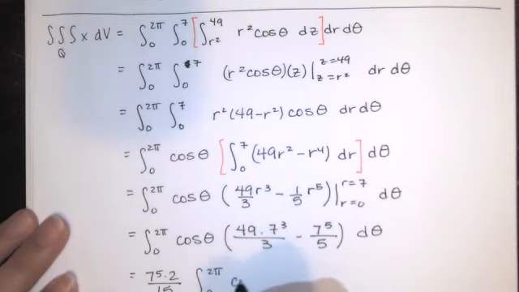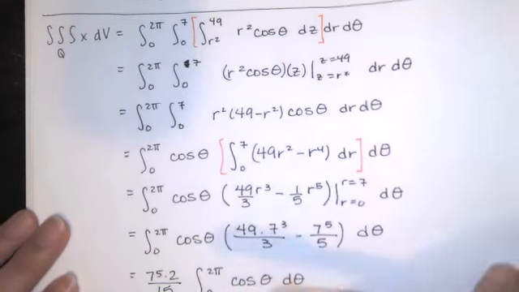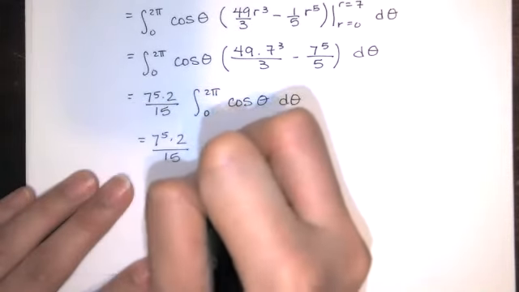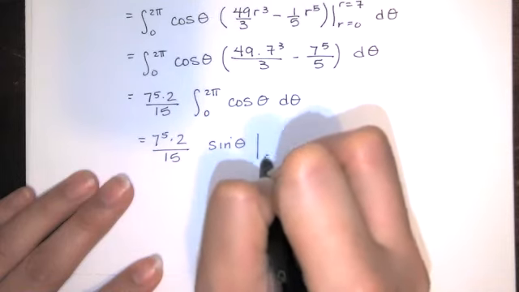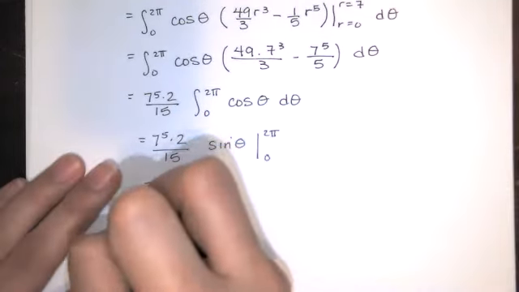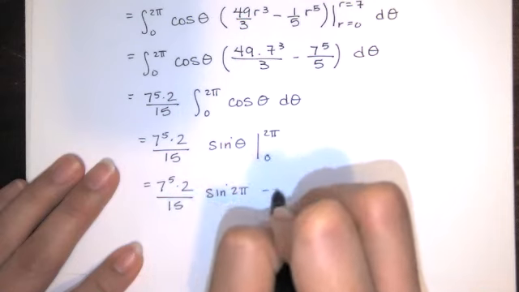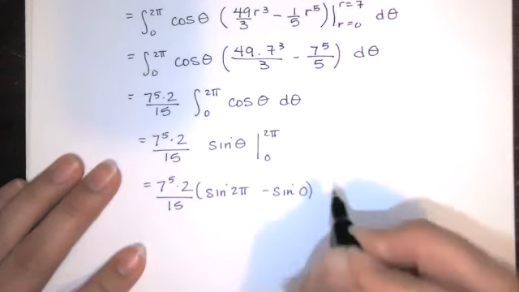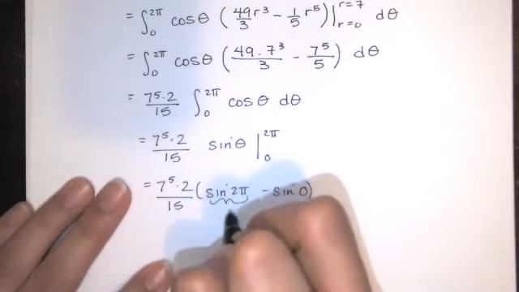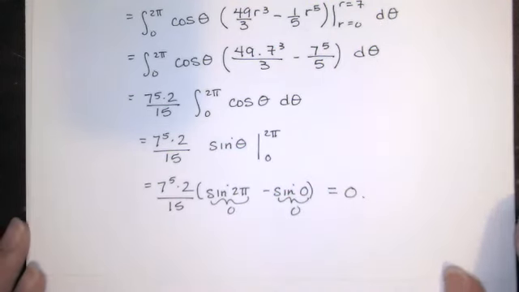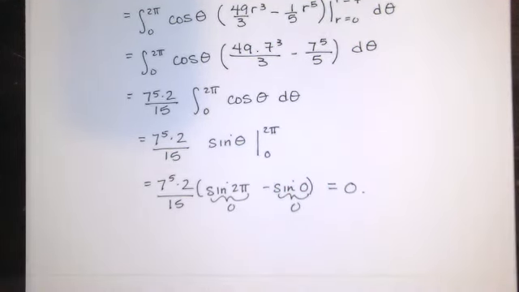We're integrating cosine of theta now from 0 to 2 pi. Antiderivative of cosine is sine. We substitute in 0 and 2 pi and subtract. Are you kidding me? You see why I said, are you kidding me? Factor out the constant. Sine of 2 pi is 0. Sine of 0 is 0. And so it turns out that the triple integral of x over the solid region Q is 0. A little bit anticlimactic, but that's the way it goes sometimes.